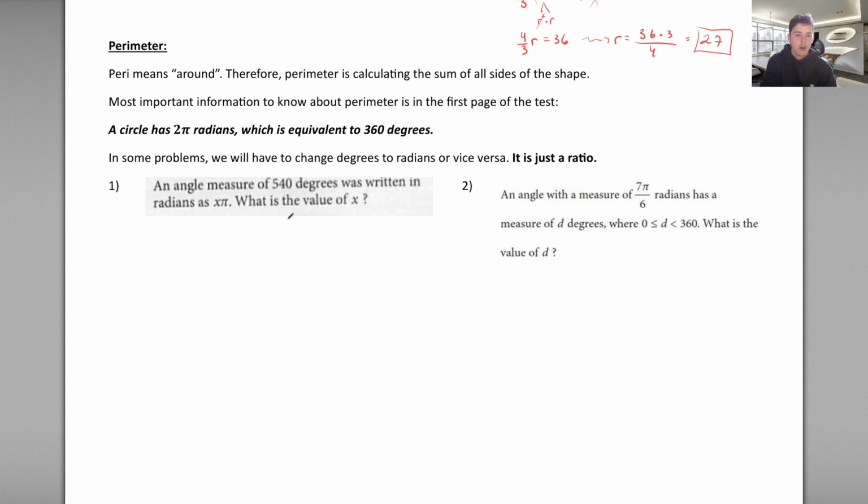An angle measure of 540 degrees was written in radian form as x pi. What's the value of x? So first of all, I know the conversion. I know 360 degrees is equivalent to 2 pi radians. So if I divide everything by 2, it's easier to see that 180 degrees is equivalent to pi radians.